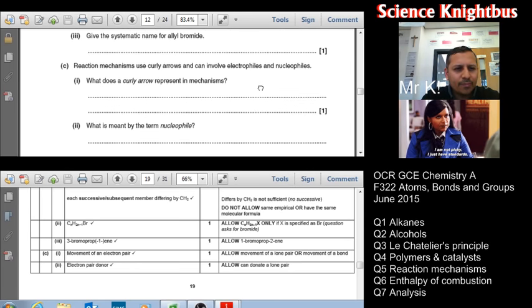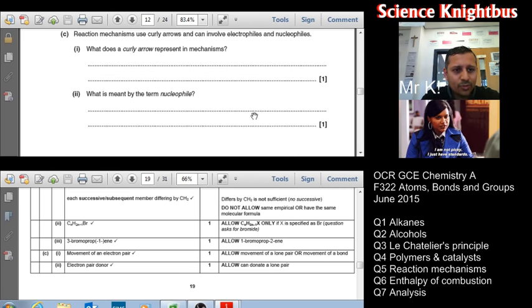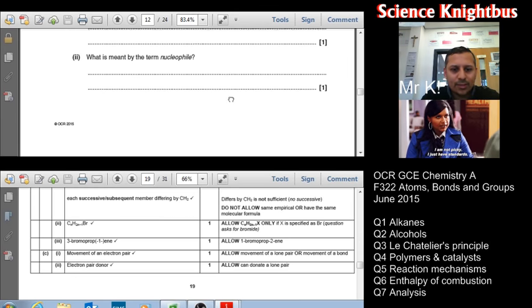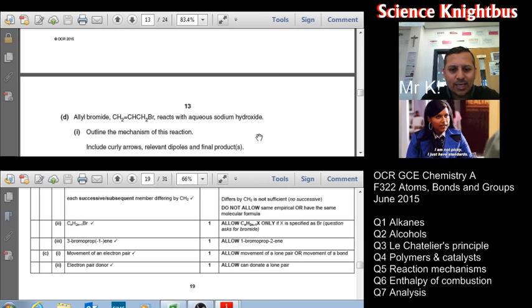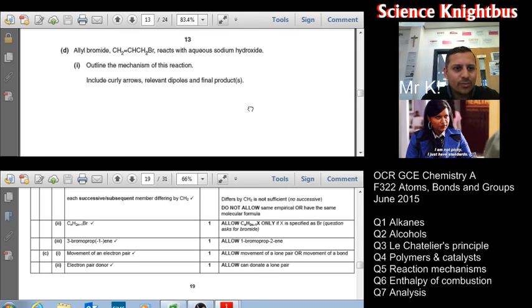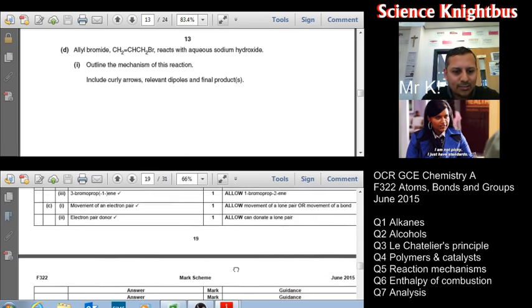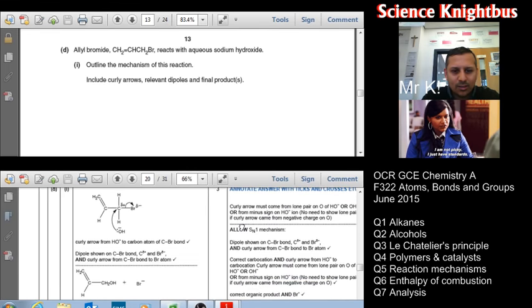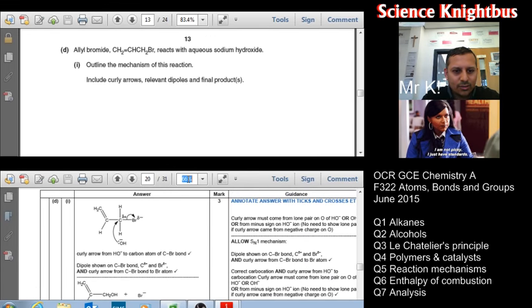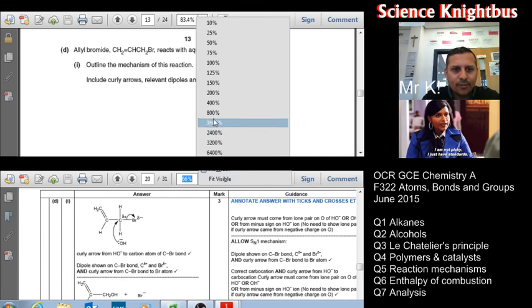Let's move on. Reaction mechanisms. A curly arrow is the movement of an electron pair. No problem at all. A nucleophile is something that hunts the nucleus, you can think of it like that. It's got an electron pair, and it donates it. So a species that can donate a lone pair, that's a common answer. Right, okay, let's have a look at the mechanism and see whether that gives us anything to be concerned about.